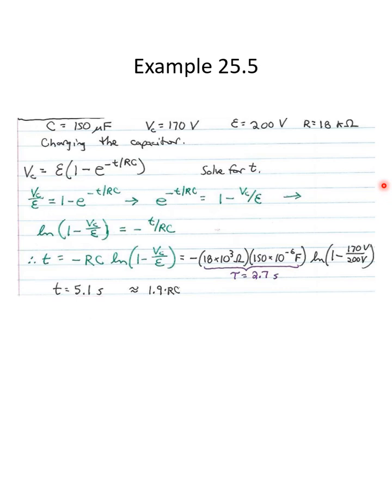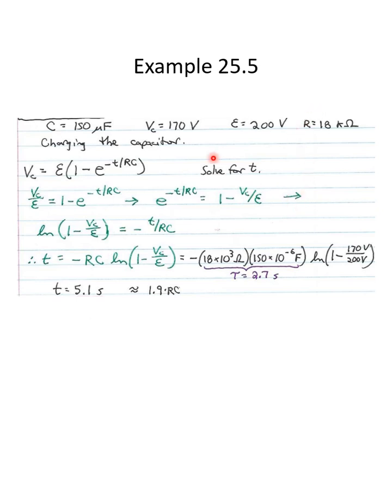All right, I've written out the given information. Capacitance is 150 microfarads. We need voltage across the capacitor to be 170 volts for this thing to work. The EMF of the battery that's supplying the voltage is 200 volts, and we've got an 18 kilo ohm resistor. And we want to know about charging it. How long are we going to wait to charge it?